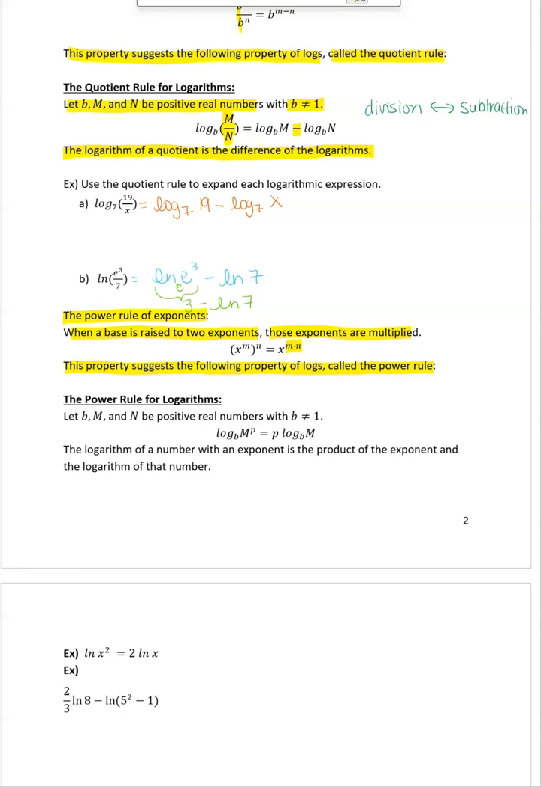So the power rule for logarithms is pretty cool. Again, we have to have the same rules. b, m, and n have to be positive, and b can't be 1, okay? This is the same set of rules we play by for all of these.